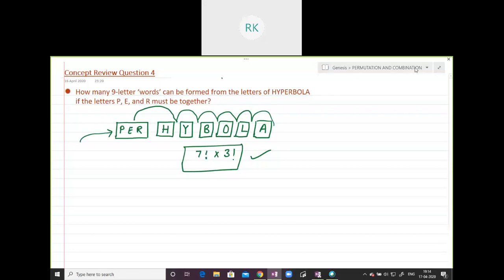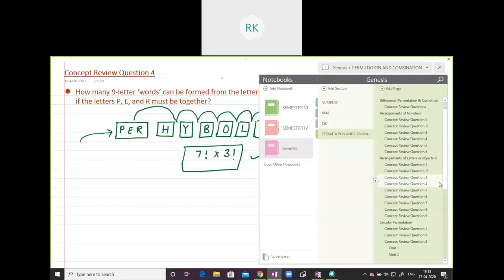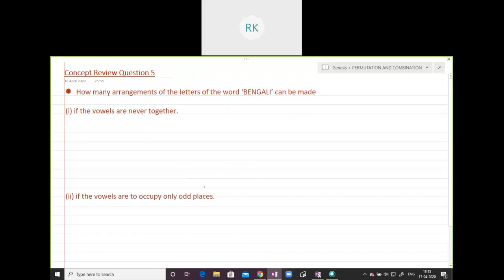Now for the next one. Simple, tell me the answer fast. How many arrangements of the letters of the word Bengali can be made if the vowels are never together? Can we say that if vowels are never together, it means consonants are together? We cannot say that, remember. If the vowels are not together, it does not mean consonants are together. I'll give you one scenario.